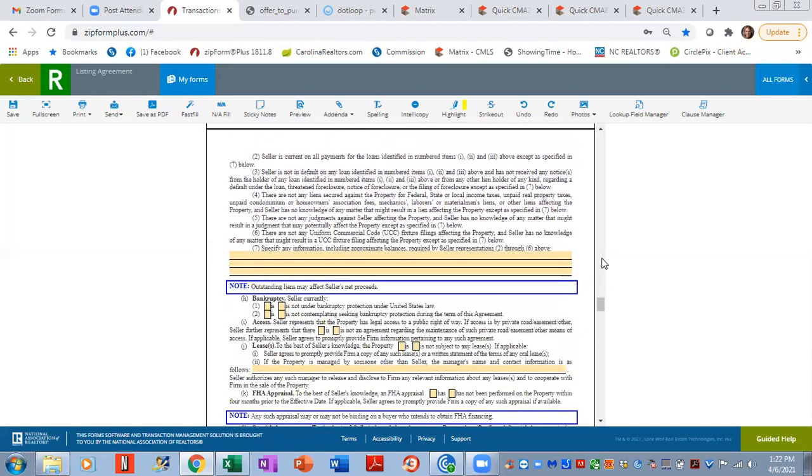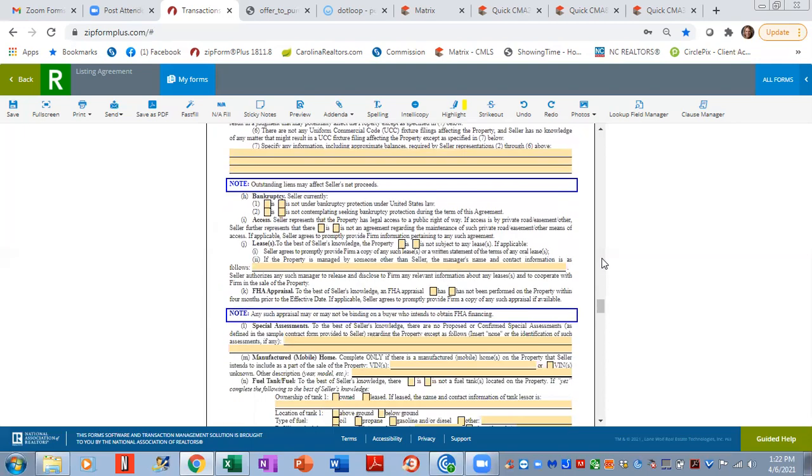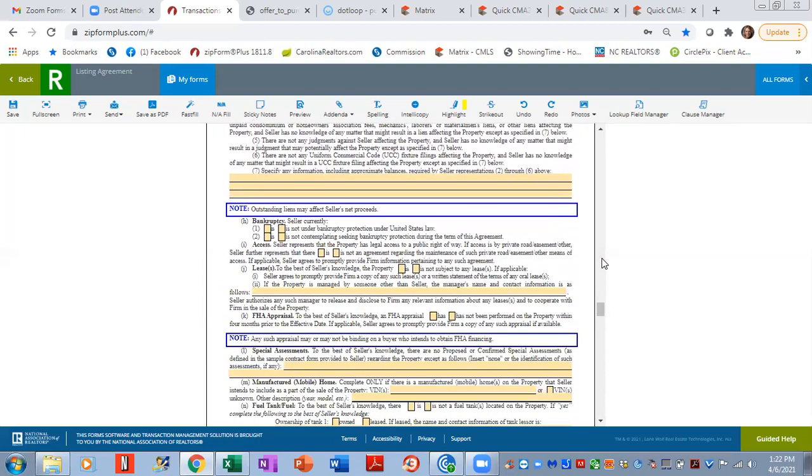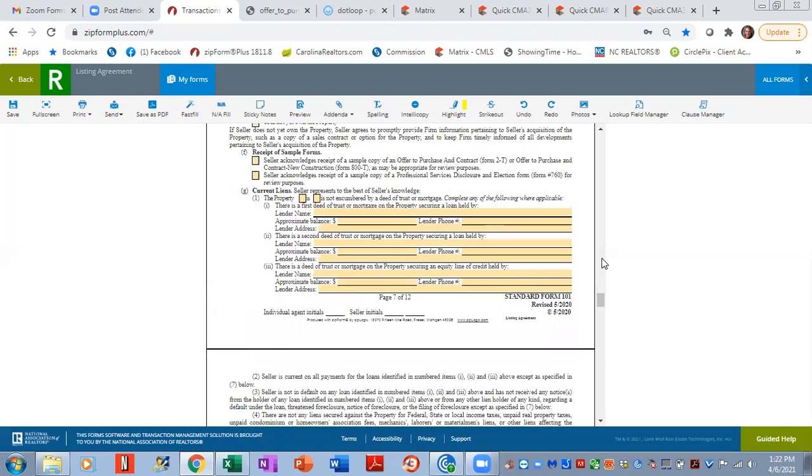Moving right along. Let's go back to the lien thing for a second. A line of credit, is that viewed as a second mortgage? It can be. If it's attached to the home, it can be, yes. Okay.